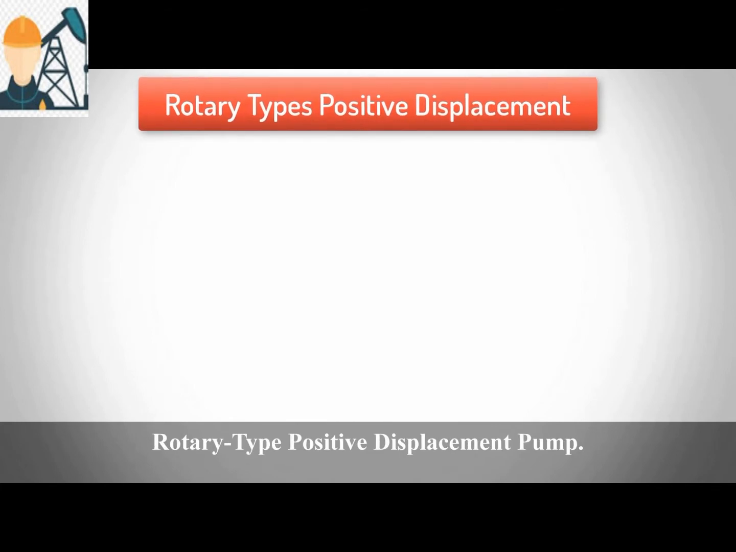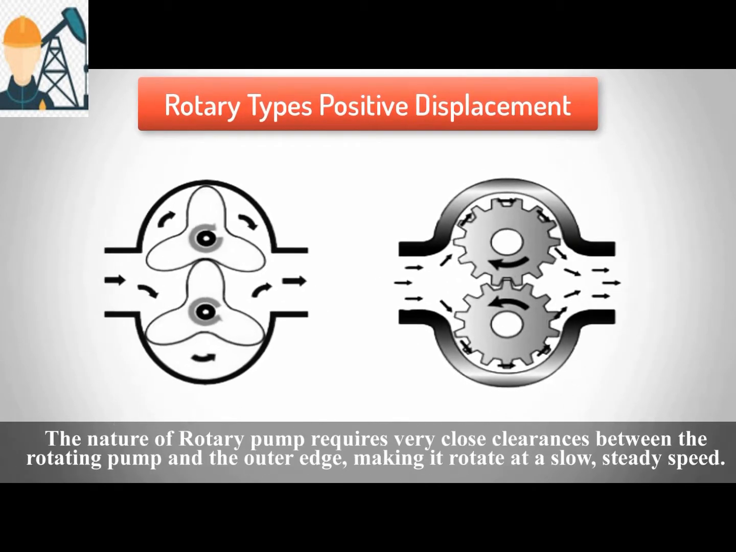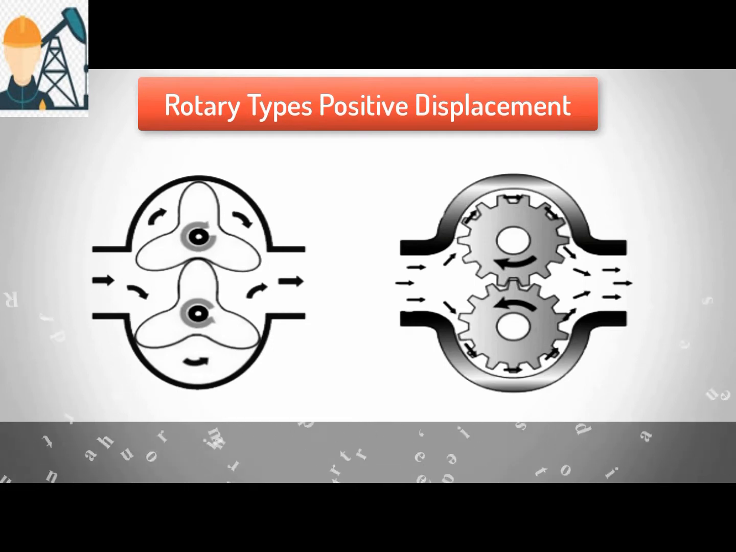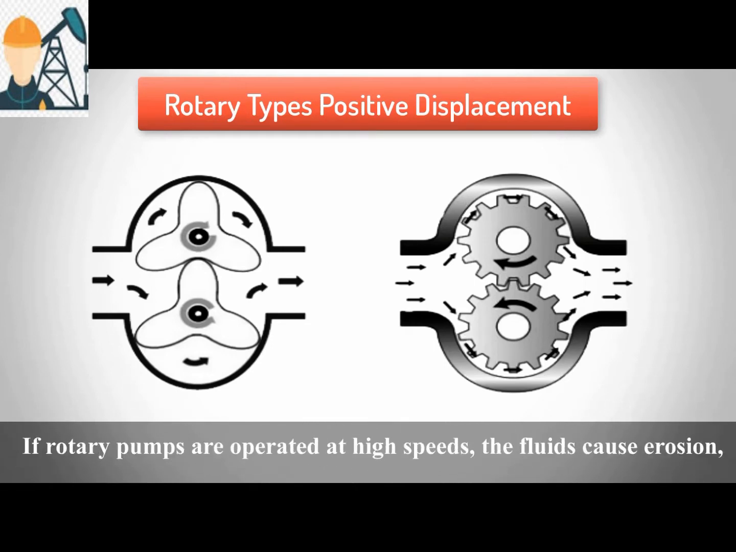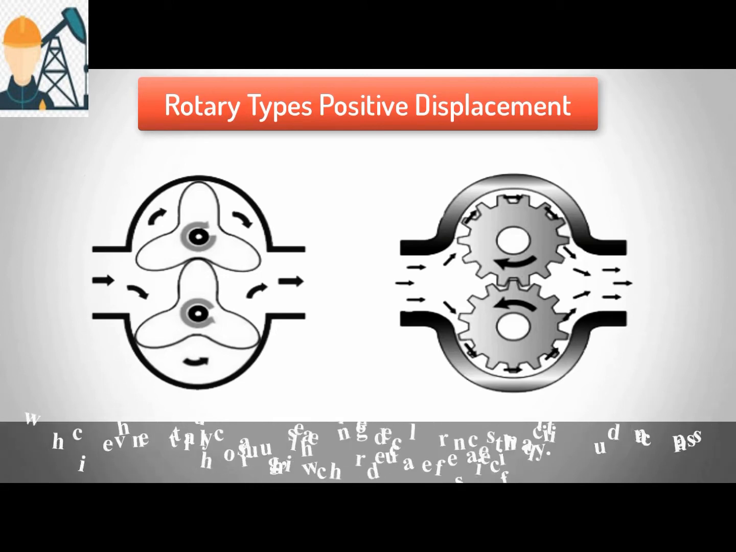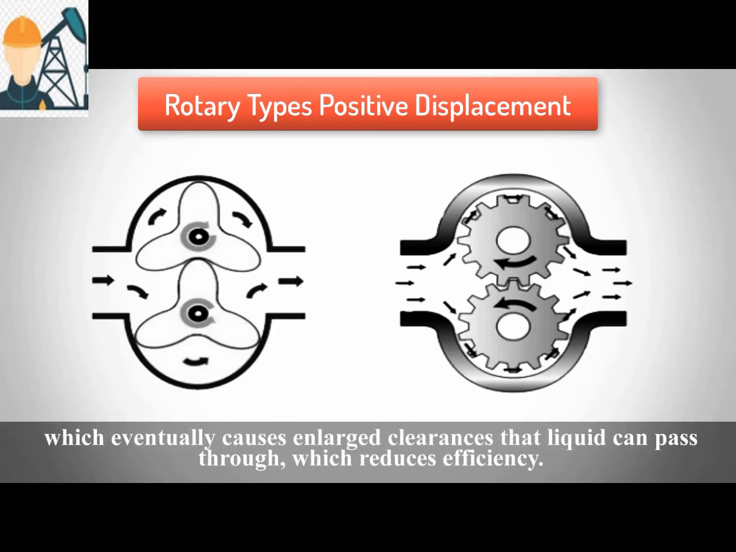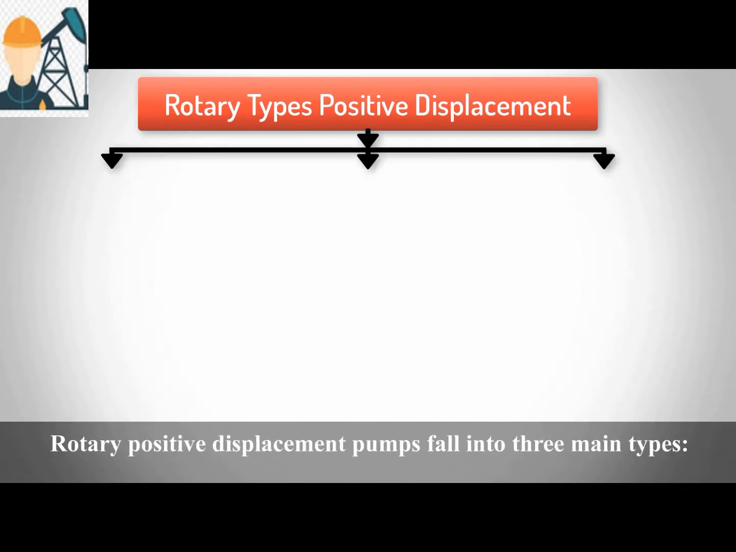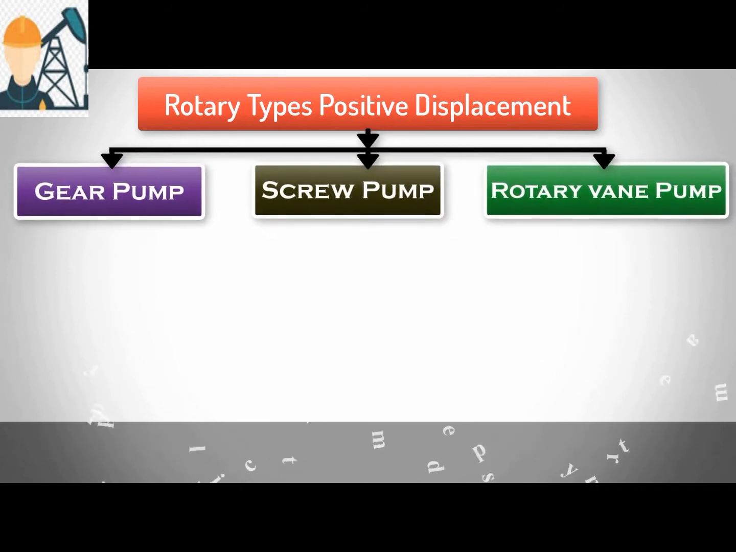Rotary type positive displacement. The nature of rotary pumps requires very close clearance between the rotating pump and the outer edge, making it rotate at a slow steady speed. If rotary pumps are operated at high speeds, the fluids cause erosion, which eventually causes enlarged clearance that liquid can pass through, which reduces efficiency. Rotary positive displacement pumps fall into three main types.